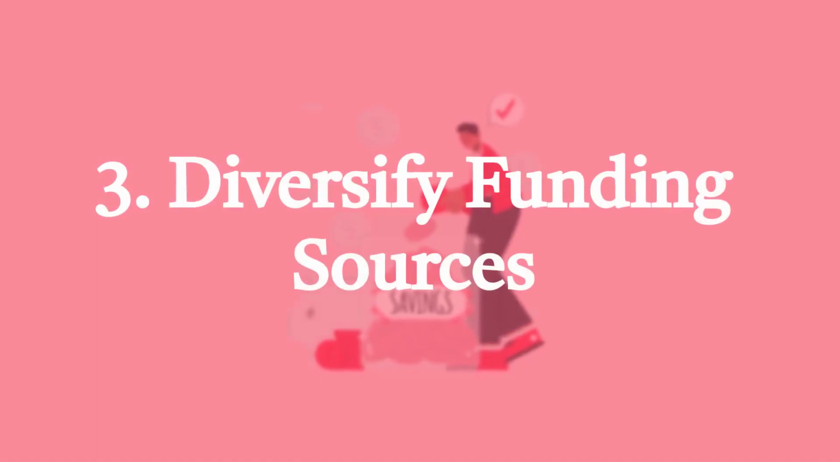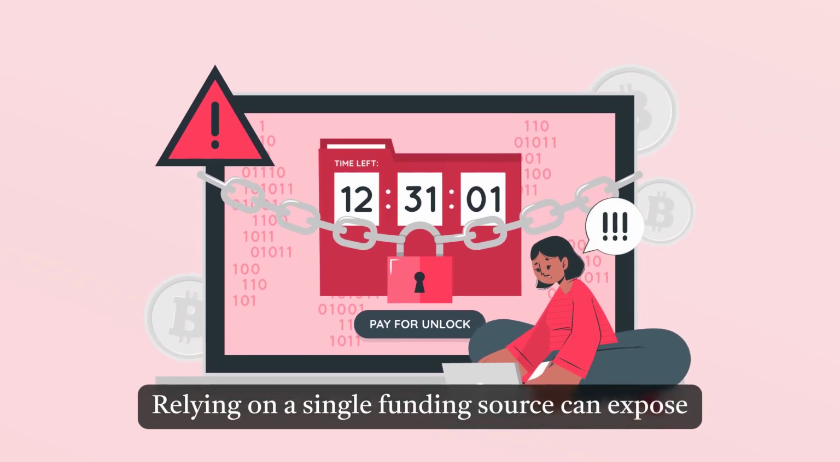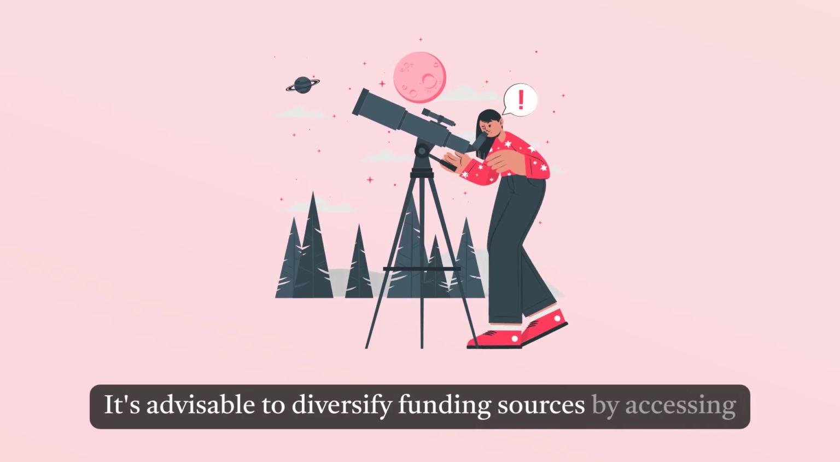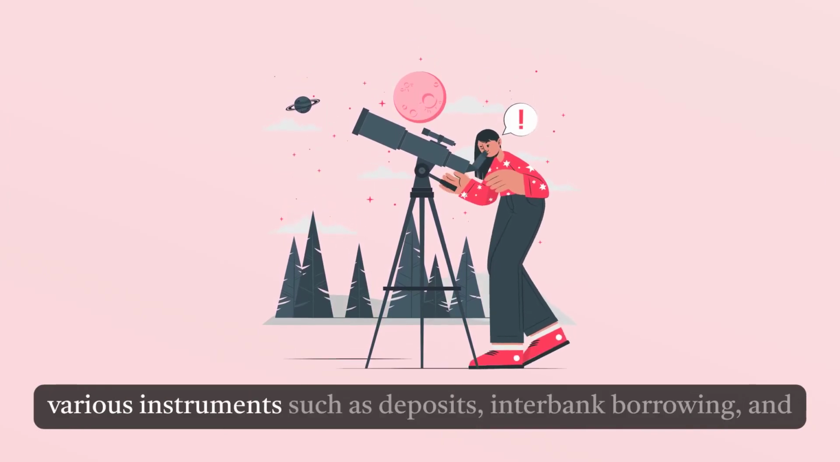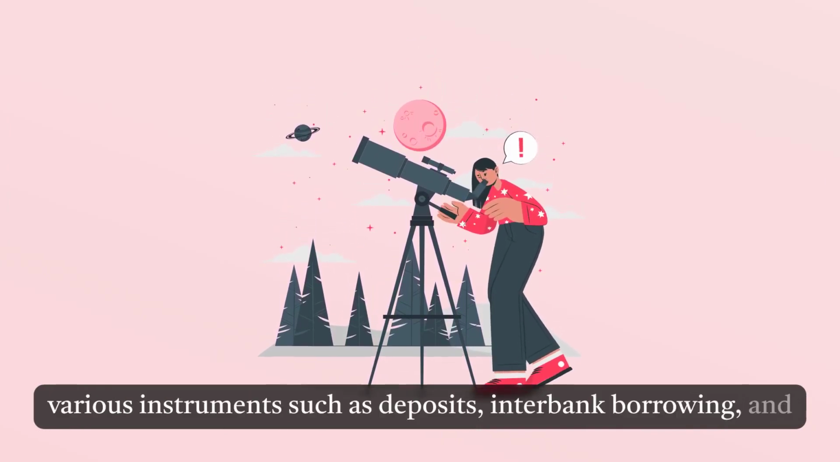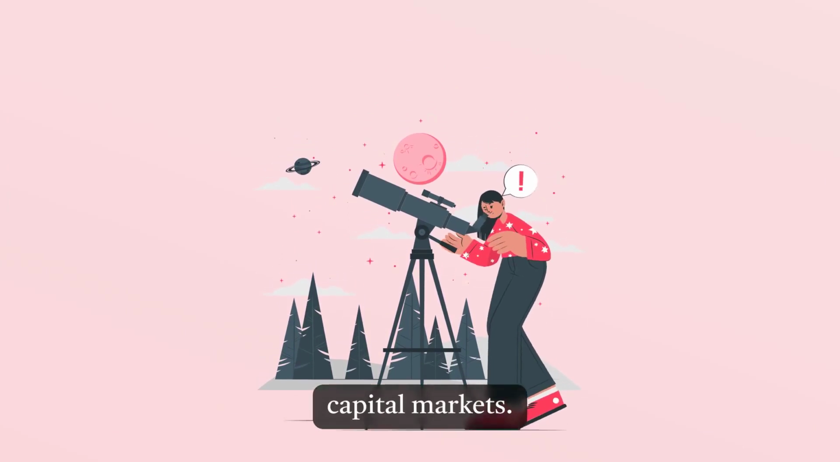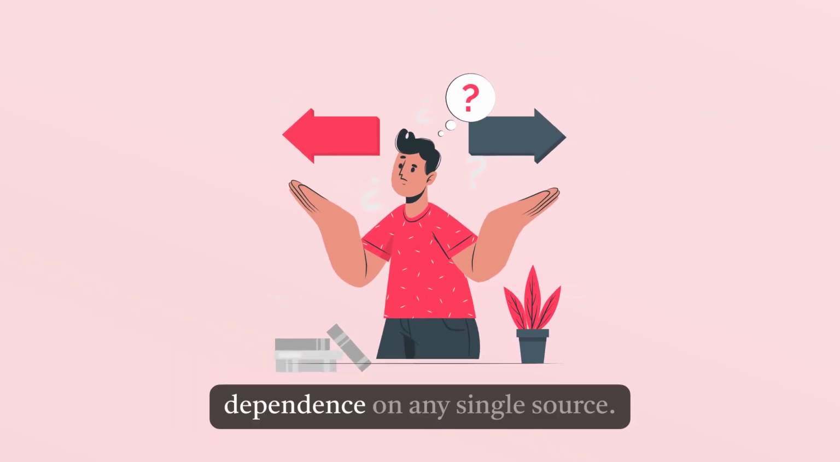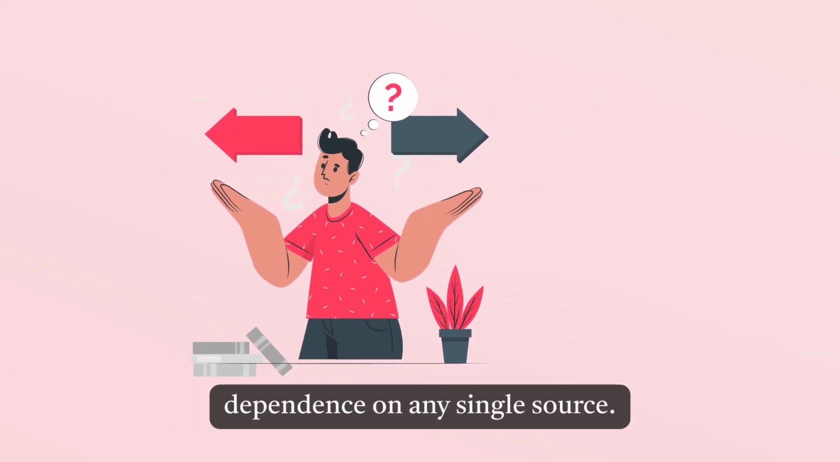3. Diversify funding sources. Relying on a single funding source can expose banks to liquidity risks. It's advisable to diversify funding sources by accessing various instruments, such as deposits, interbank borrowing, and capital markets. Having multiple funding options improves flexibility and reduces dependence on any single source.